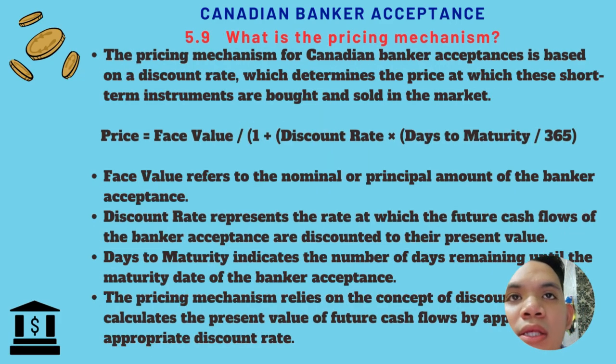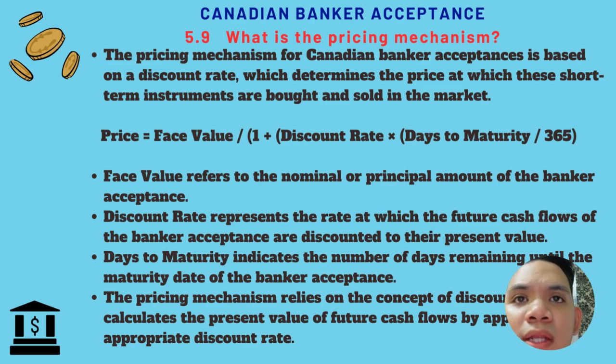Okay, next, what is the pricing mechanism? The pricing mechanism for Canadian bank acceptance is based on a discount rate which determines the price at which these short-term instruments are bought and sold in the market. Price is equal to face value per 1 plus the discount rate multiplied by day to maturity per 365.